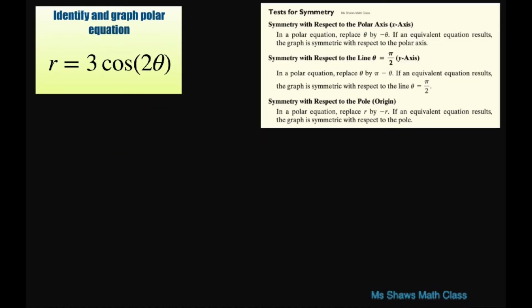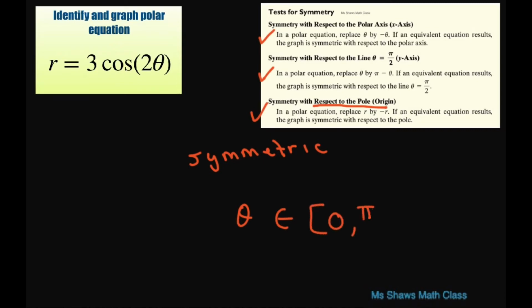All right. Now for the last one, is it symmetric to the pole? Well, since it's symmetric to our polar axis and our line, then this one's going to be also symmetric. Since they're all symmetric, all we have to do is test values of theta from 0 to pi divided by 2, i.e. the first quadrant, and then we're going to use symmetry to finish the graph.